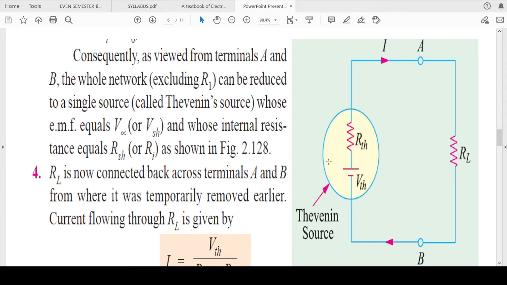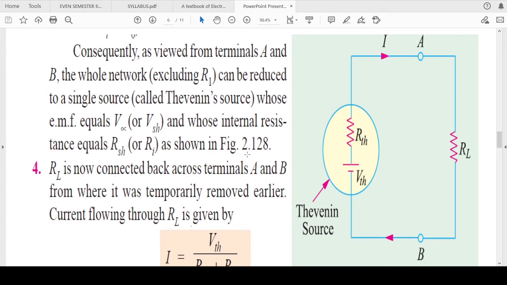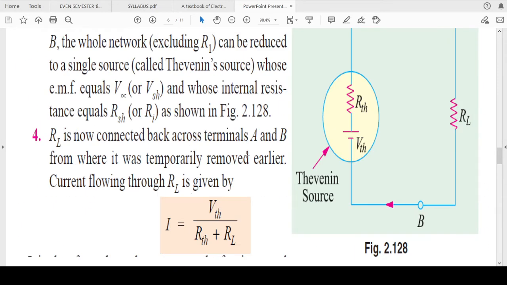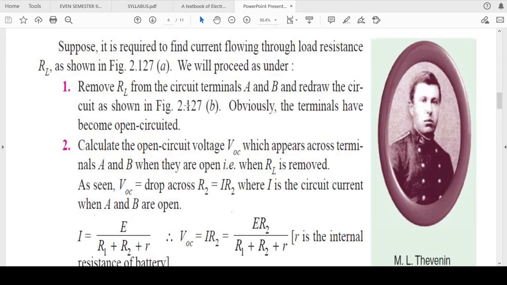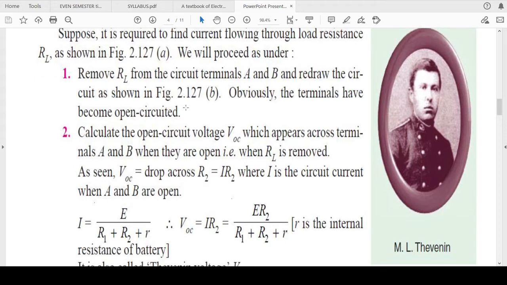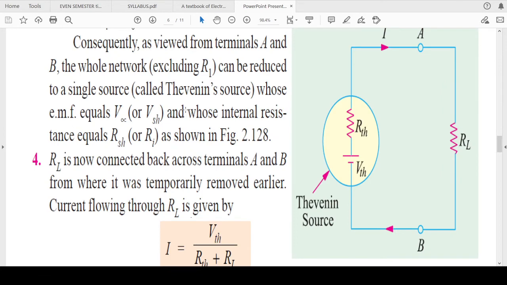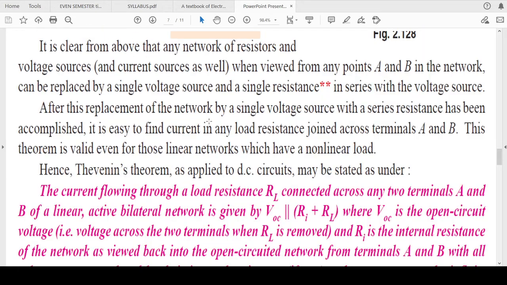So now I replace this with the Thevenin voltage and the Thevenin resistance. Now I reconnect this load resistance. So now the current I is equal to VTH by RTH plus RL. So these are the steps. There are 4 steps. The first step is remove the load resistance. Then find the open circuit voltage. Then find the open circuit current. Then find the open circuit voltage by IR2, which is the Thevenin voltage, and then the equivalent resistance of the circuit is found from the internal resistance. Then you reconnect this load resistance and replace the network by a Thevenin voltage source and Thevenin resistance. That will be the completion of this circuit.